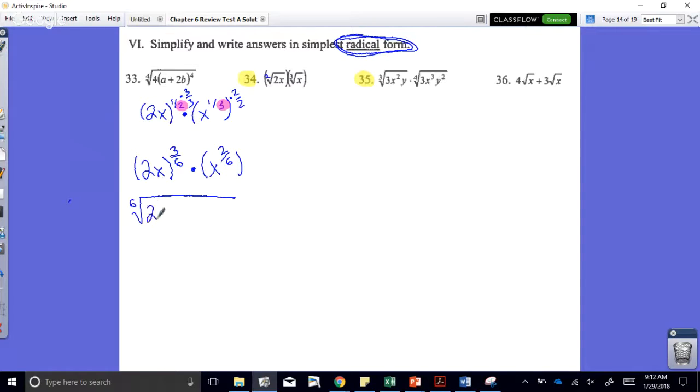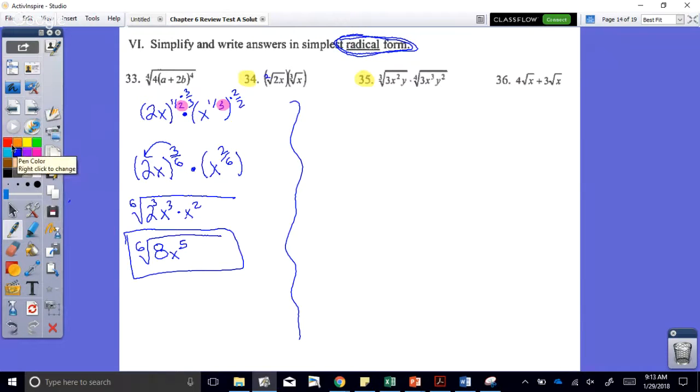So I have a 2 to the 3rd, I have an x to the 3rd, and again the 6 became the index. And I have an x to the 2nd. Again, the 6 became the index. Now I can finish it out. 2 to the 3rd is 2 times 2 times 2, which is 8. Then x to the 3rd times x to the 2nd, we can replace with x to the 5th. So we wrote it as one single radical.